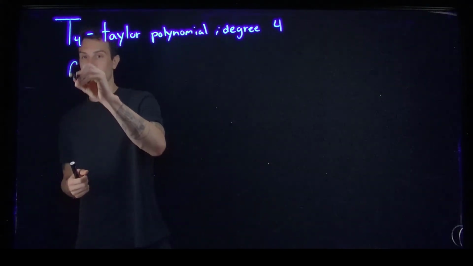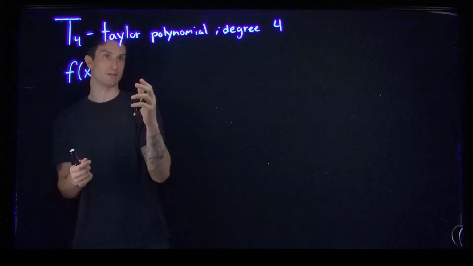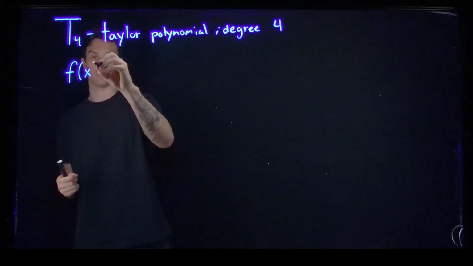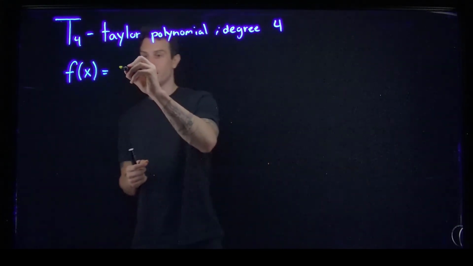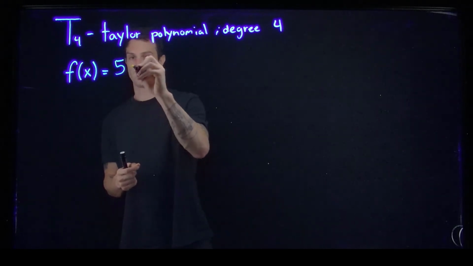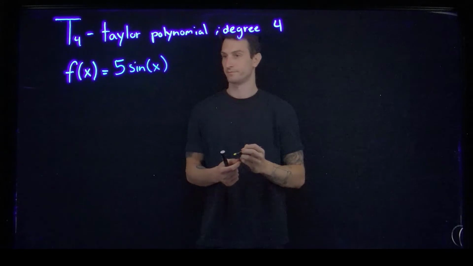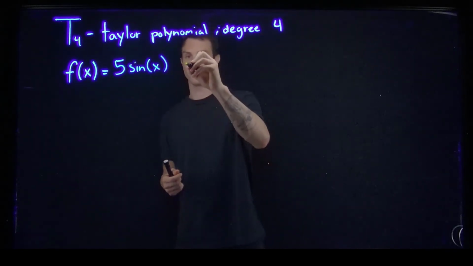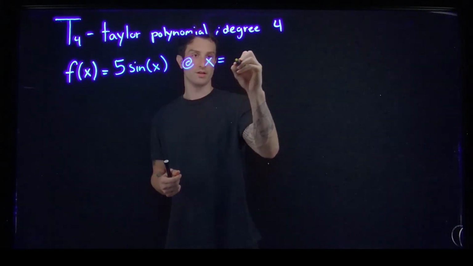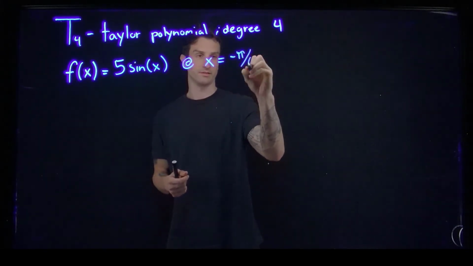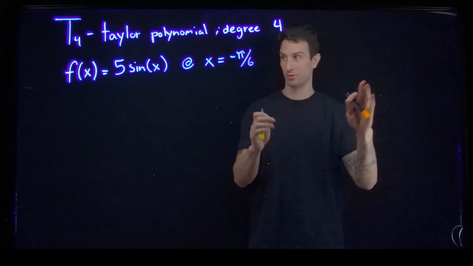Also, I need to tell us, because we're a Taylor polynomial, this is not a Maclaurin series. This is a Taylor polynomial from a Taylor series. This is not going to be centered at 0 anymore. So let's say 5 sine of x, and we're going to be centered at x is equal to negative pi over 6. Okay, so we need to remind ourselves of a few things, and I'm going to write it out over here.